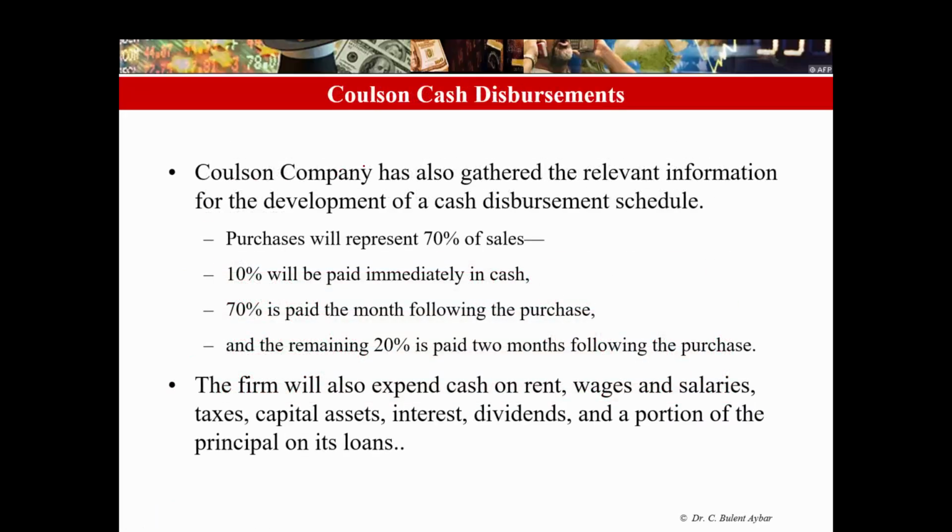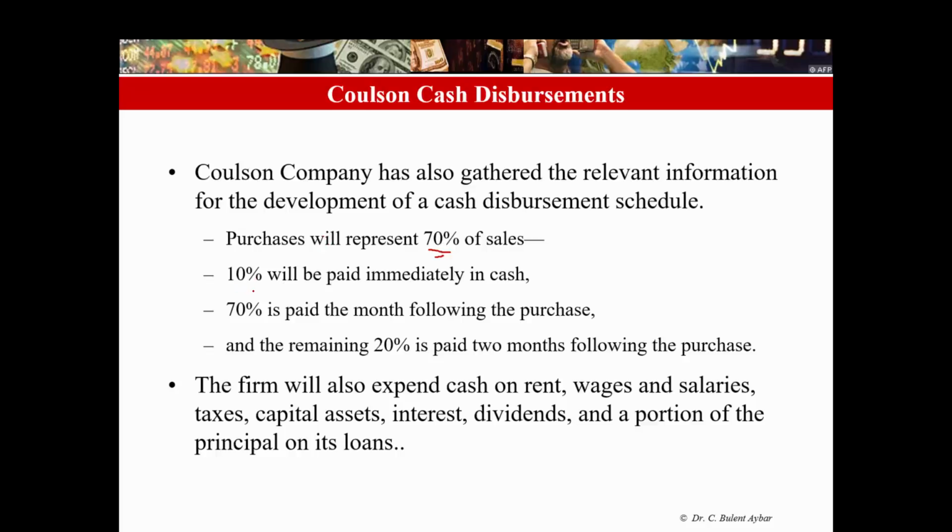Company's cash disbursements are described as follows. The company purchases represent 70% of the company's sales. So, for instance, in August, the company generated $100,000 of sales. 70%, or $70,000, represents the purchases that the company has in August.